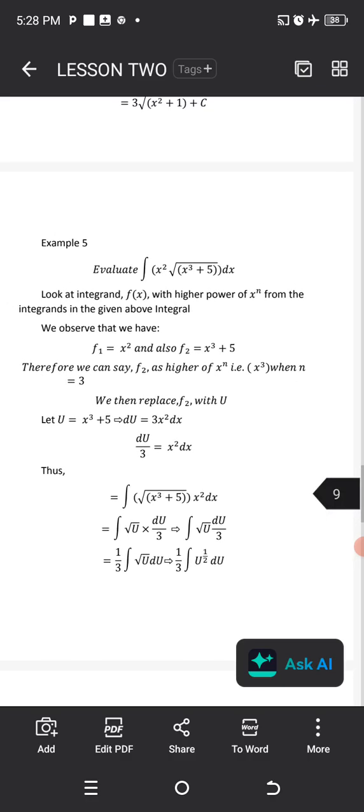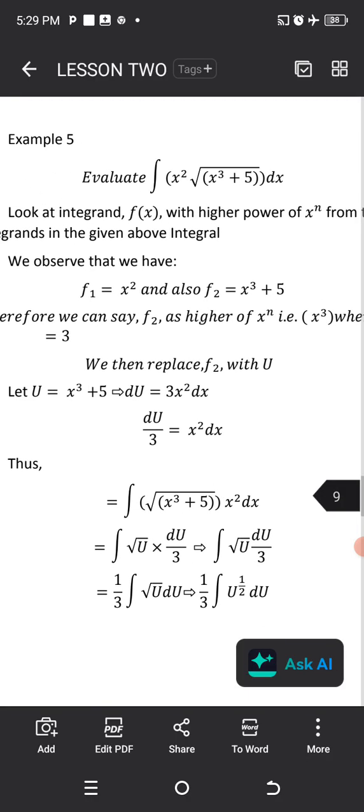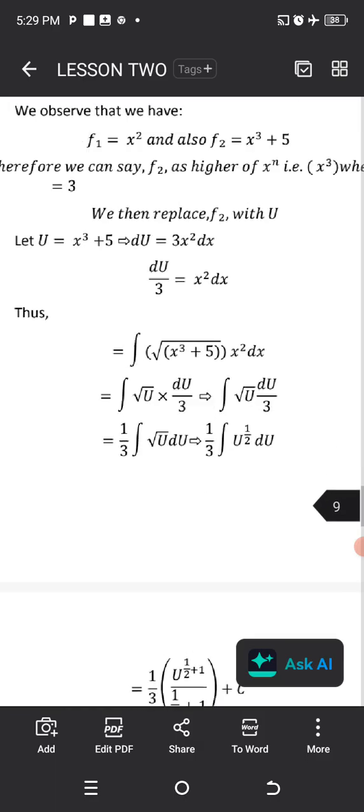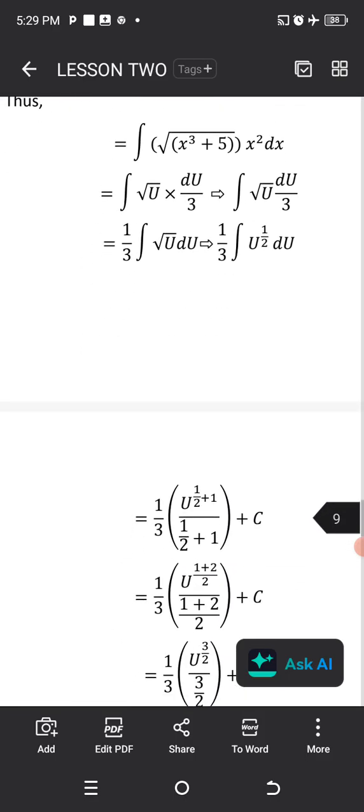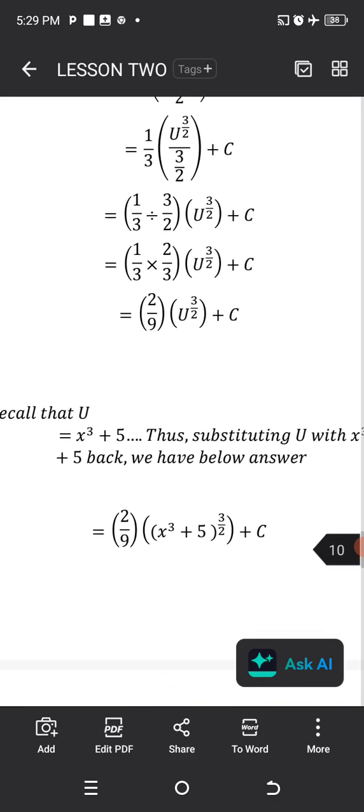So you focus on the integrand, the function with the higher power. You deal with that higher power via differentiation so that you can replace it with the lesser power, that is s squared. You can actually see that's what it did here. So u over 3 equals s squared plus, so that we can substitute everything with u. So you can see from here we have what. So you can see.